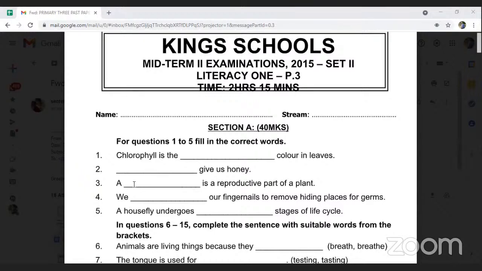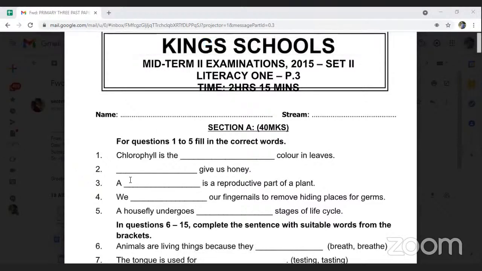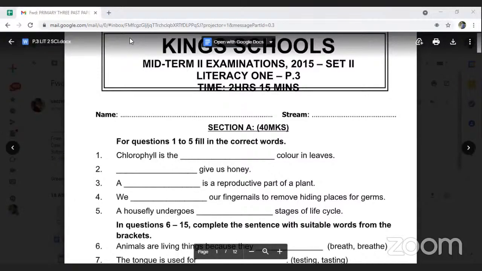So what is the answer to this part here? Asante, do you know the answer? A dash is the reproductive part of a plant. What is the reproductive part of a plant? Asante? Teacher, I do not know. You don't know? Yes. Raphael, do you know the answer? Fruits. Come again? Fruits. No, it's not a fruit, but it is a flower.